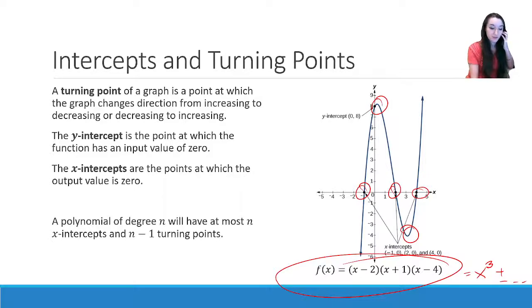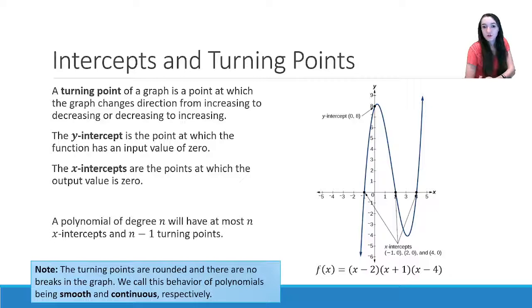But it is entirely possible that this graph could have looked like this, or something like that. It could still be degree 3 and look like that. That's fine. The function x cubed looks a little bit nicer than this, but it kind of does that, where it's got 1 x-intercept and no turning points, and that's fine.